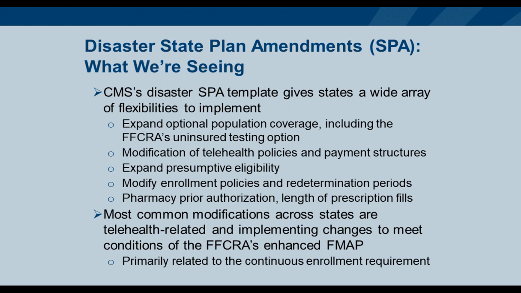States are also able to modify their enrollment policies and redetermination periods, and we're seeing a lot of states do that to comply with the conditions of the enhanced FMAP that's available under FFCRA. So the 6.2% increase has various parameters for continuous enrollment, as well as making sure that state eligibility processes are no more restricted than they were on January 1st. So this disaster SPA template is one of the primary mechanisms that states are using to implement those changes if such changes are necessary in the state.